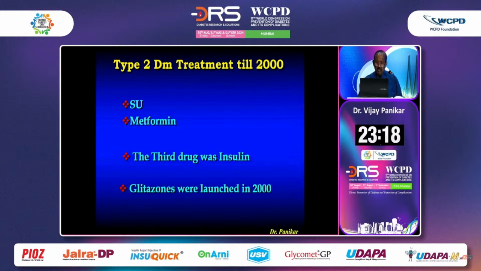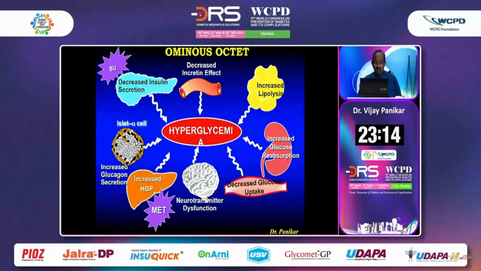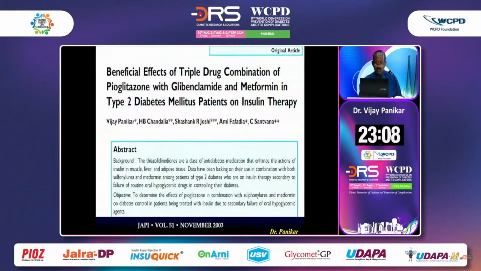But then came glitazones in 2000. And we used glitazones. This is the initial where sulfonylurea and metformin work, and glitazones started working in these places. This was the first paper that we published on triple drug combination of pioglitazone, glibenclamide, and metformin in type 2 diabetic patients on insulin therapy.